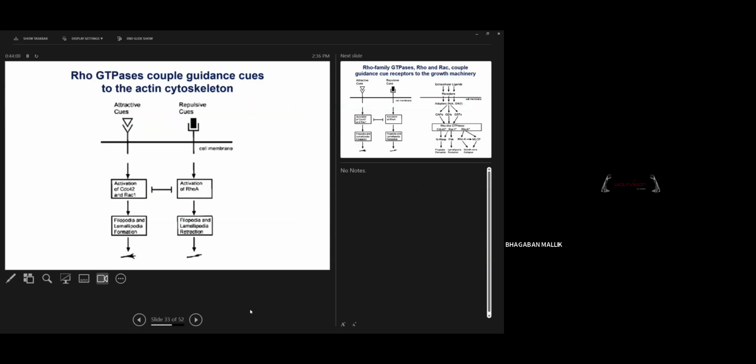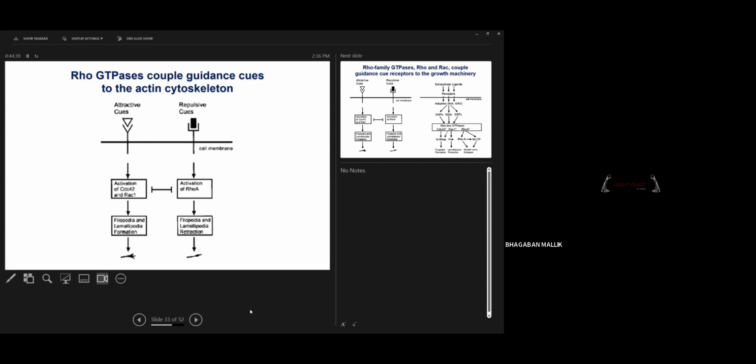Here I'll talk about which of these are attractive cues or repulsive cues, and I want to highlight how Rho GTPases couple guidance cues to the actin cytoskeleton. When the axon binds to attractive cues, it activates these sets of small GTPases, which can catalyze GTP to GDP. Cdc42 and Rac1 are these GTPases. So when you have attractive cues, you have growth of the growth cone and growth of the axon.